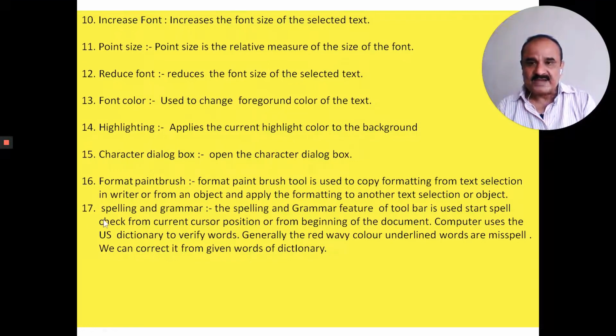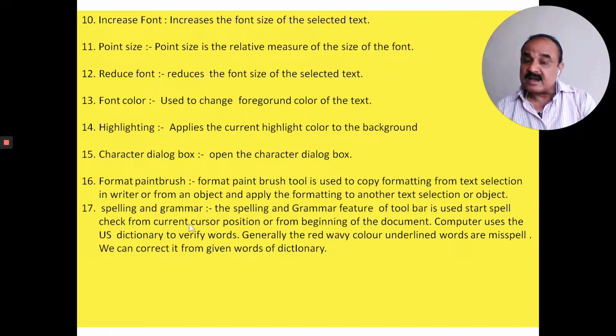The 17th is spelling and grammar. The spelling and grammar feature of the toolbar is used to start a spell check. Often we make spelling mistakes in our document. But if there is no provision for spell check, then we will send something wrong, some wrong spelling, to other people. So the spell check option is used to check it.